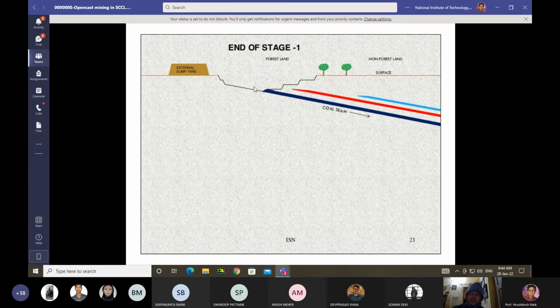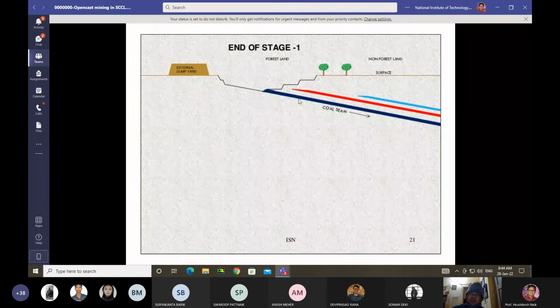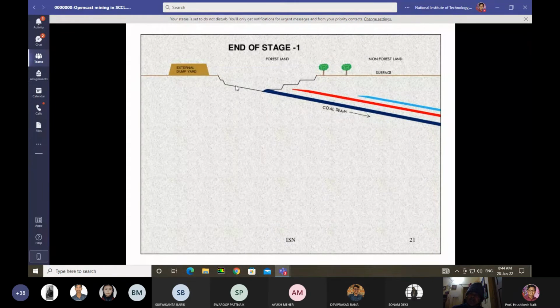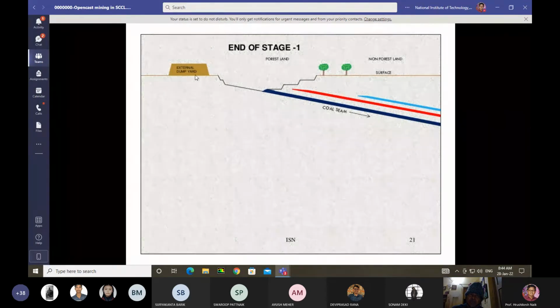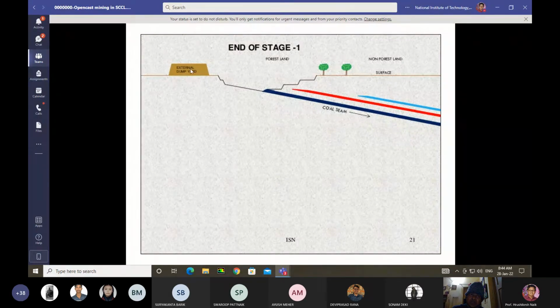You know that incrop and outcrop: if the coal is very near to the surface or exposed to the surface, it is called outcrop. So you have started mining from here so that you are getting coal. So this is the dump area where there is no mineral. You are dumping the waste materials in the external dump yard. Okay, so this is the first stage of your mining.